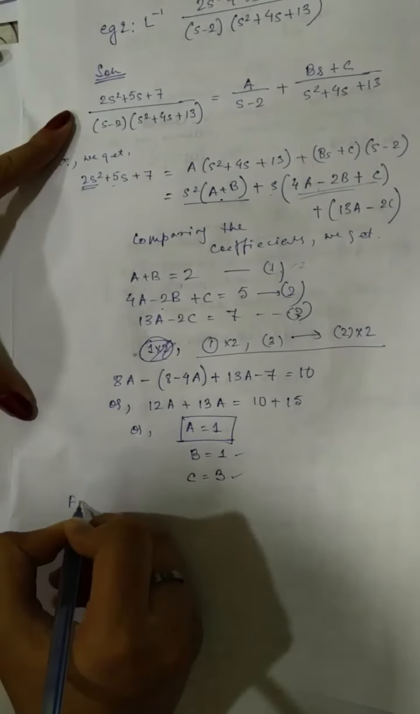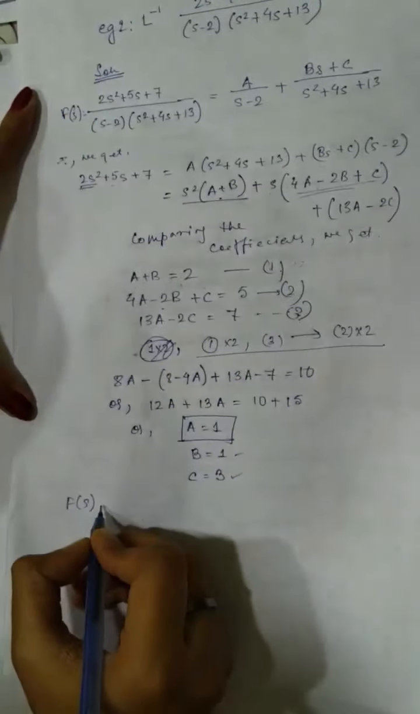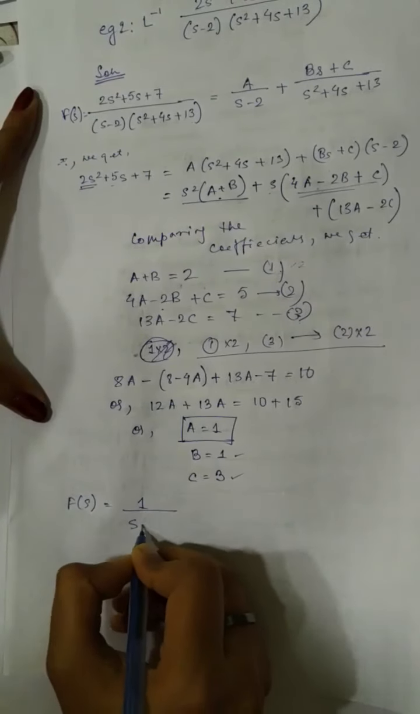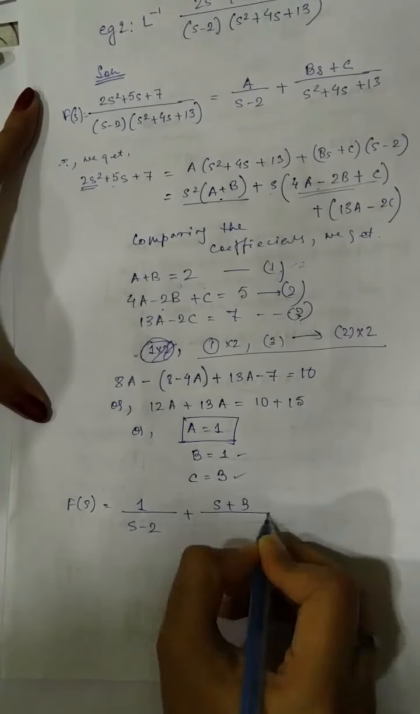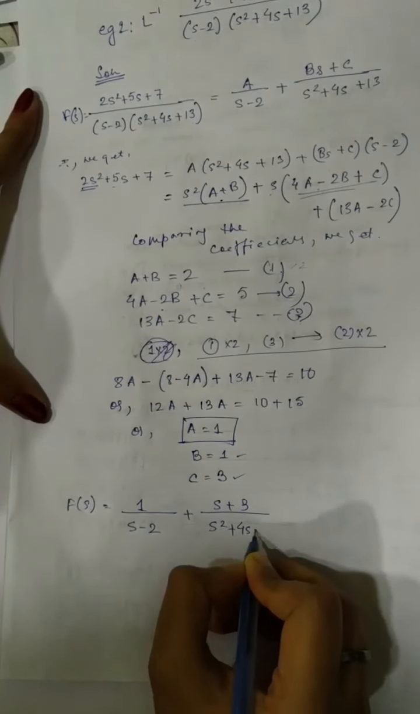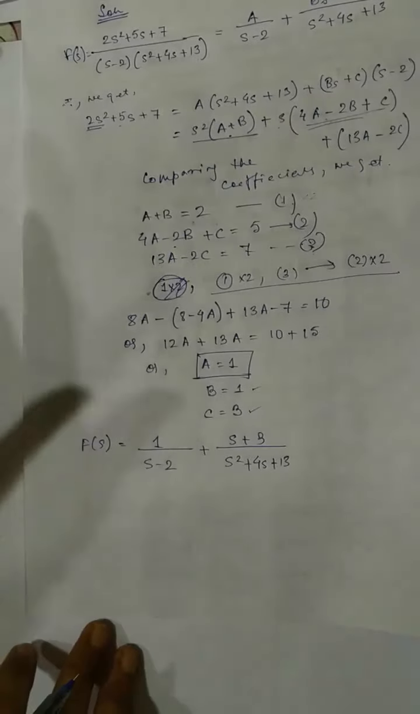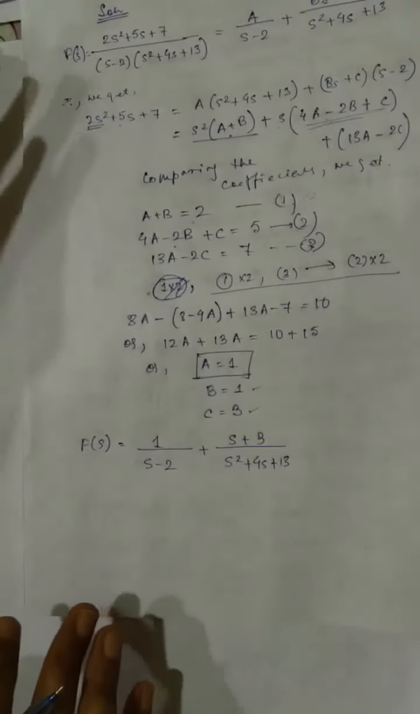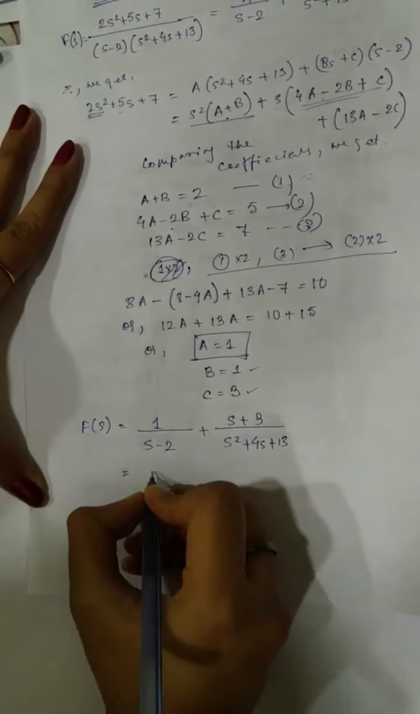That means F(s), this originally was our F(s), is equal to a is 1 divided by s minus 2 plus s plus 3 divided by s square plus 4s plus 13. Okay. So till now we have done nothing but just decomposed the function into partial fractions. Now we will be applying the inverse transform rules, right? So this is very simple.